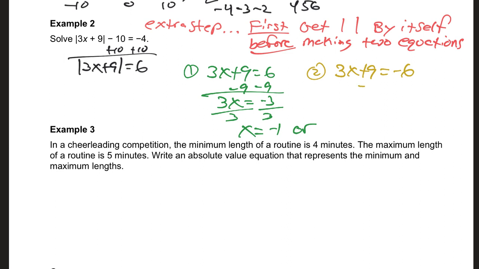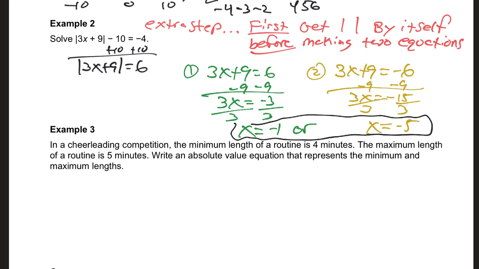Let's go to the next one. Subtract 9 from both sides. I get 3x equals negative 15. Divide by 3, and you're going to get x equals negative 5. So the answer is x equals negative 1 or x equals negative 5.